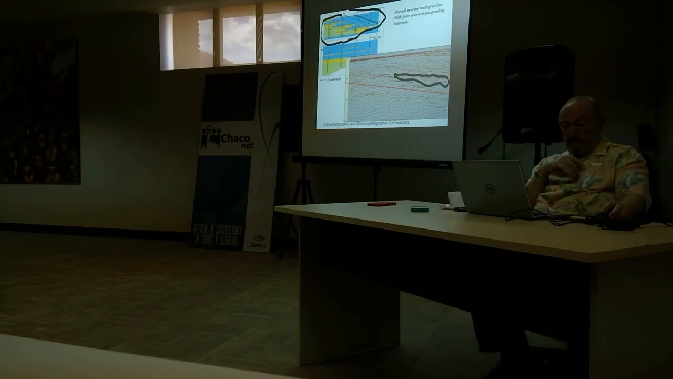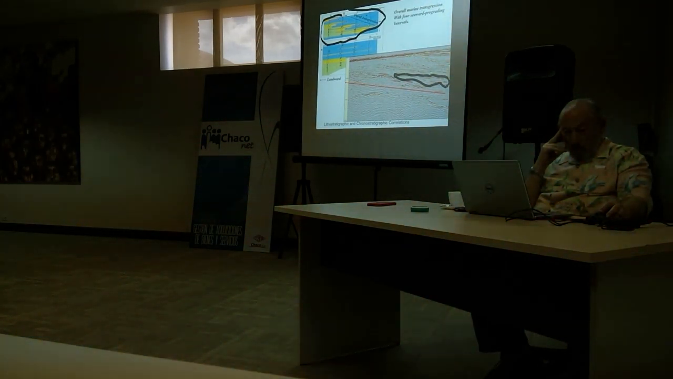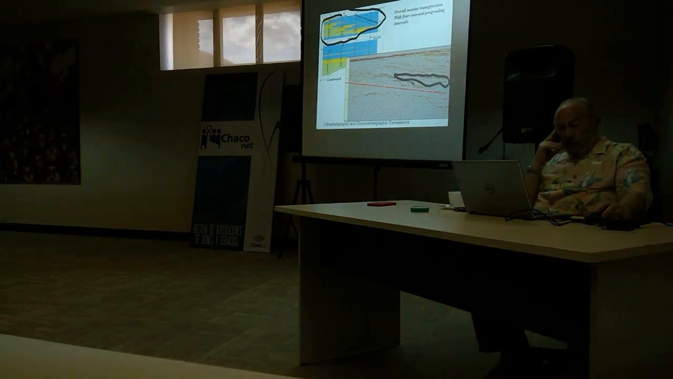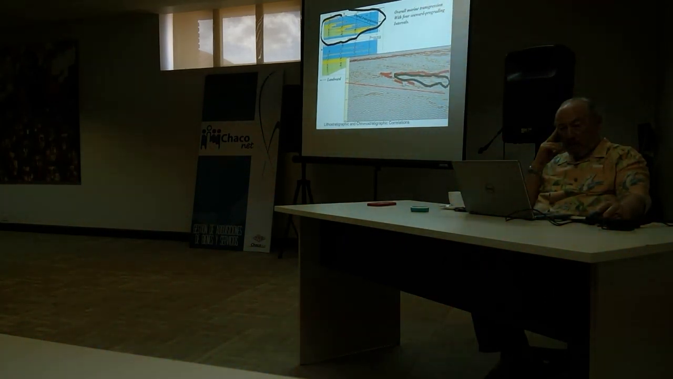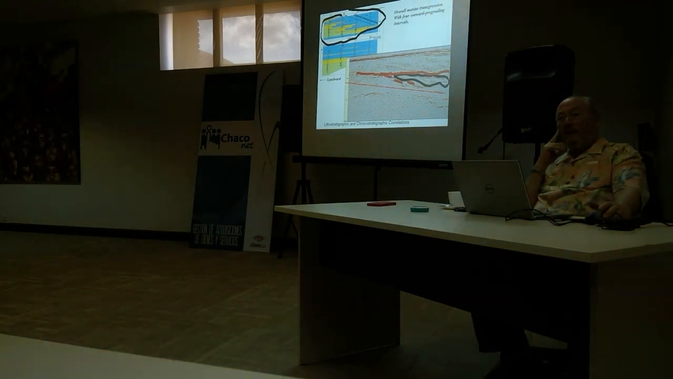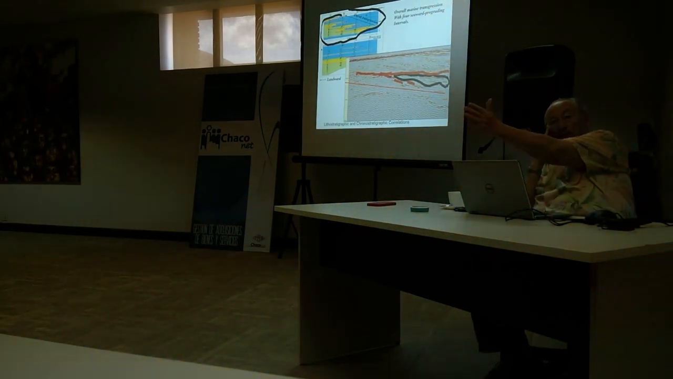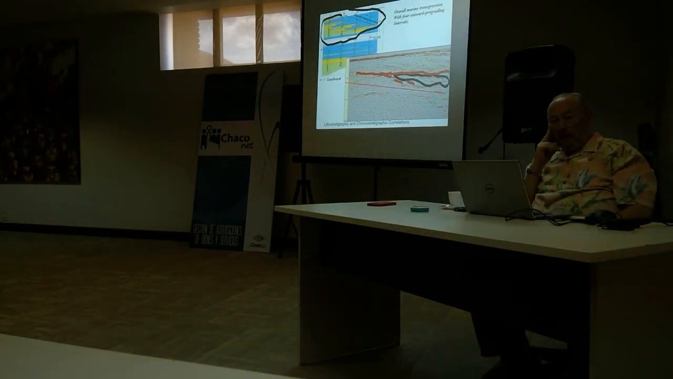So your transgressive sands are right here. Your condensed section comes across. What's this stuff in here? Geologically, what is it? Mud, yeah, shelf mud. Seaward of the shoreline. Yeah, good.